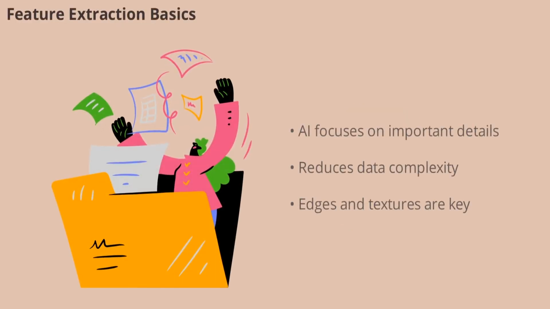Feature extraction is the process where AI identifies and pulls out the most important parts of an image. This step is crucial because it reduces the amount of data the AI needs to process, focusing only on what matters most. For example, instead of analyzing every single pixel, the AI looks for patterns that are likely to represent edges, corners, or textures. These extracted features are then used in later stages to help the AI make sense of the image and identify objects within it.